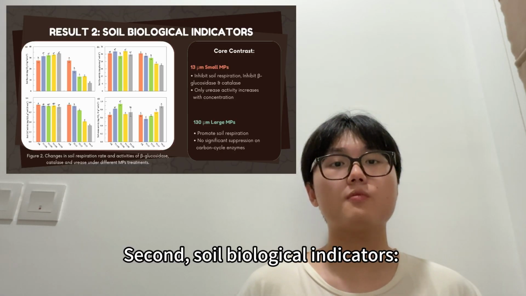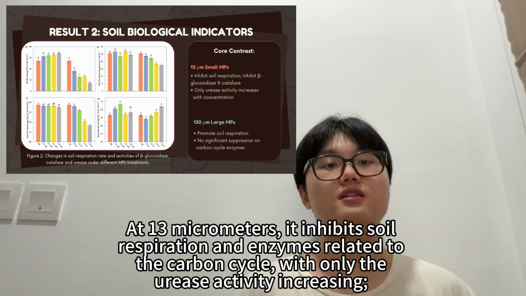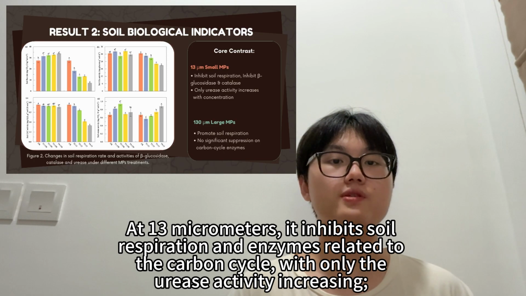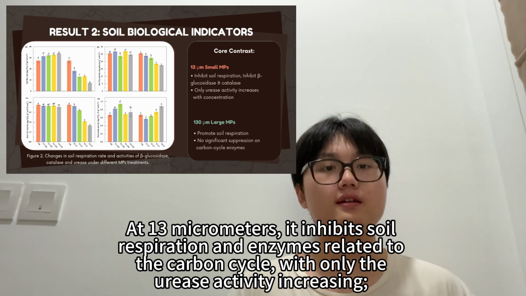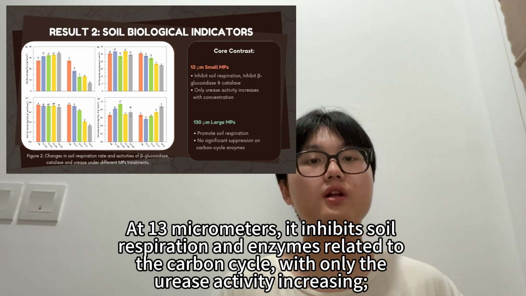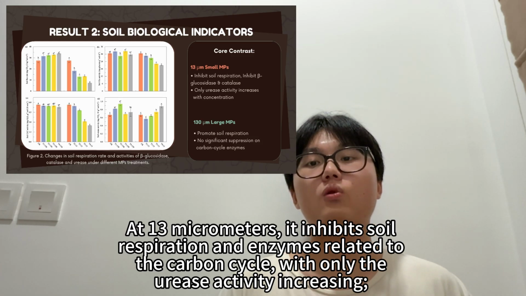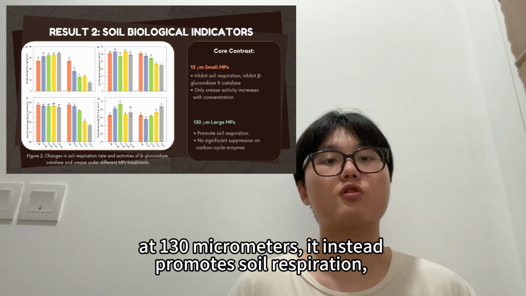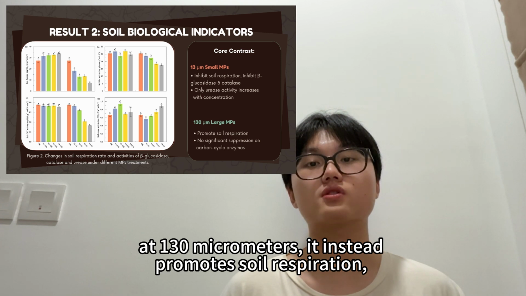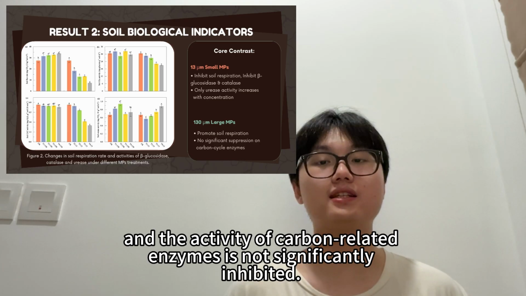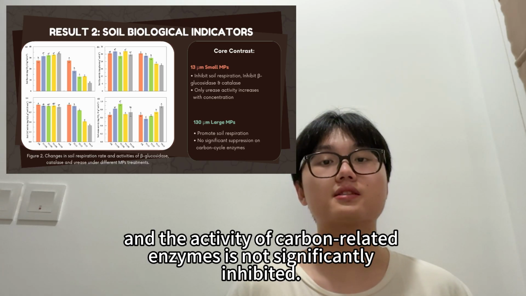Second, soil biological indicators. At 30 micrometers, it inhibits soil respiration and enzymes related to the carbon cycle, with only the urease activity increasing. At 130 micrometers, it instead promotes soil respiration, and the activity of carbon-related enzymes is not significantly inhibited.